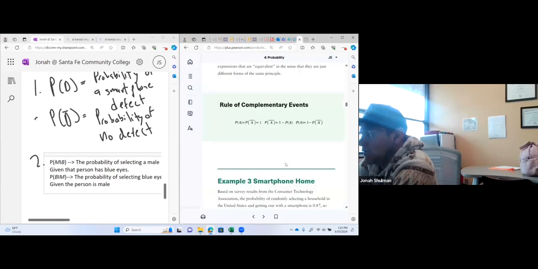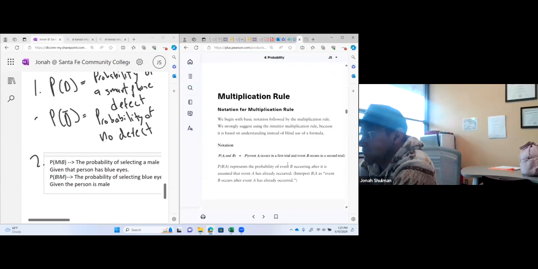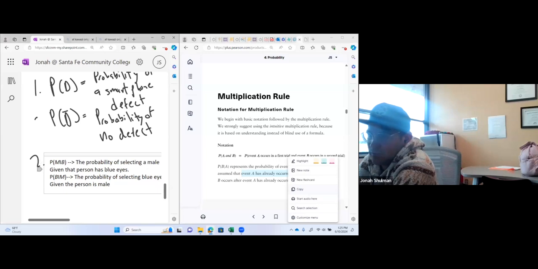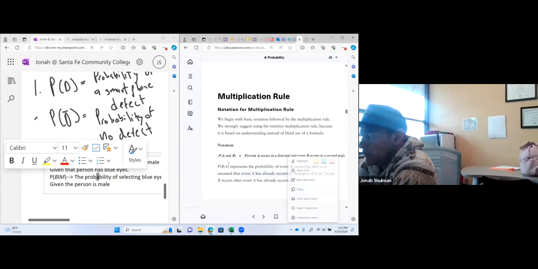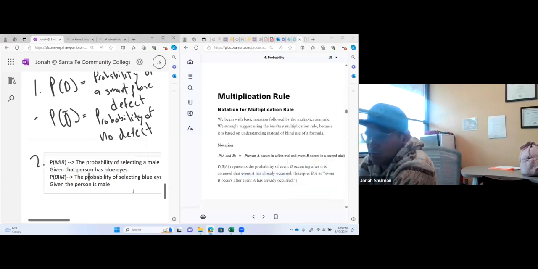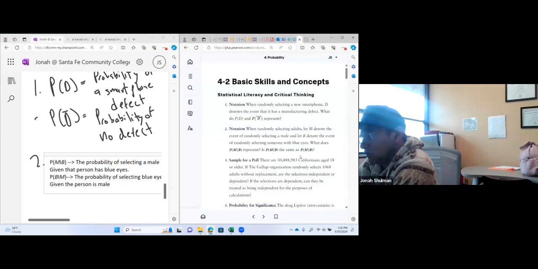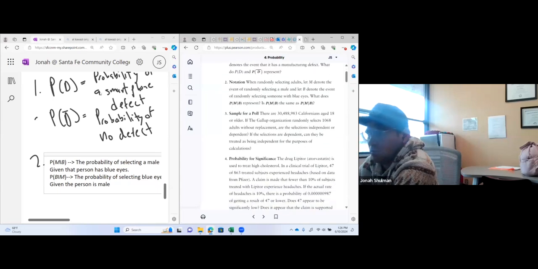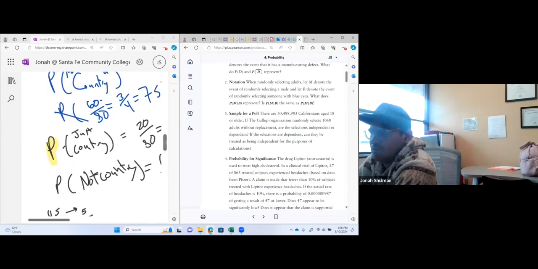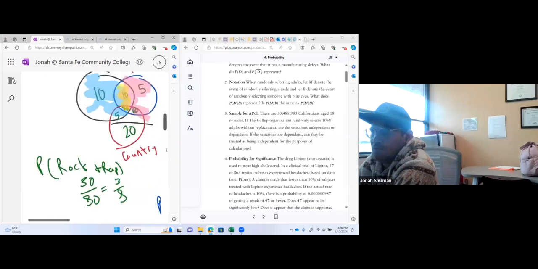Line over the top is not. I got that right. The probability of B occurring as A has already occurred. All right, so probability of selecting male given that person has blue eyes, the blue eyes already occurred. The probability of selecting blue eyes given that the person is already male. So yeah, we already have that. That's what that means. All right, I am 2 for 2, even though they mixed up the order for this thing. Let's keep it going. So 1 through 3, 6, and 7.